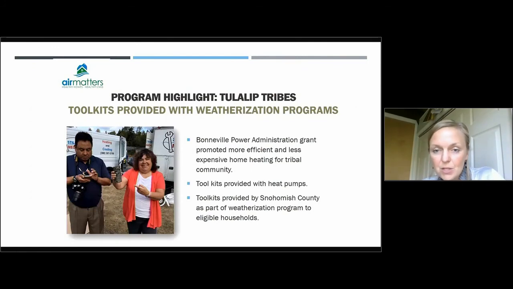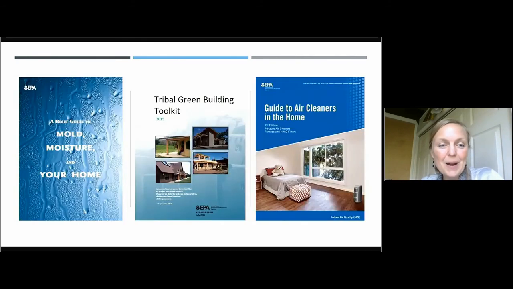Tulalip has also been doing this, pulling together utility funds through Bonneville Power Administration, which many people might not know about, to provide heat pumps alongside Healthy Homes toolkits, getting some support from the county there with weatherization work. You'll see a satisfied customer here in the picture, satisfied participant in the program.